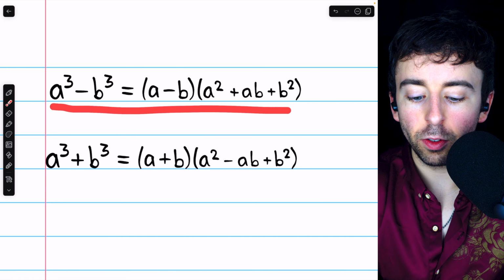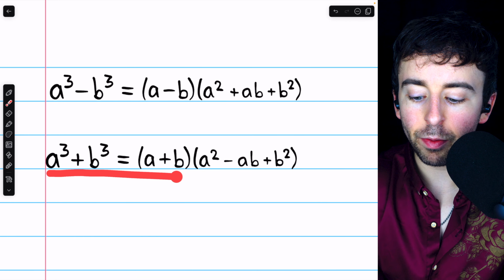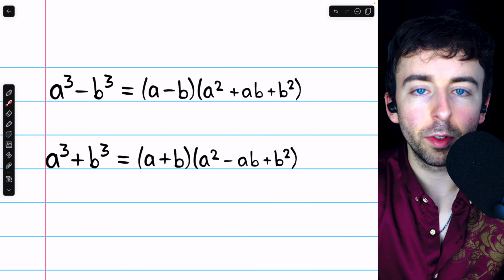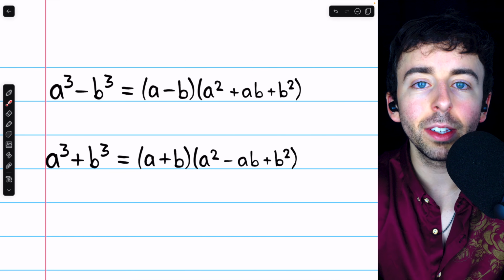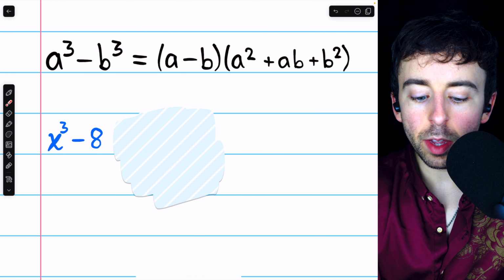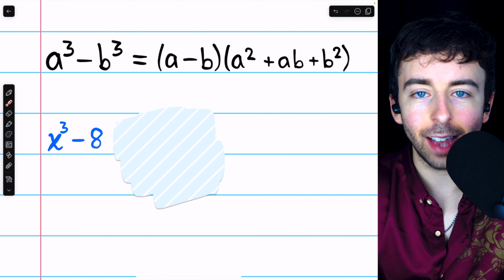This is the factorization for a difference of cubes, and here's the factorization for a sum of cubes. It's important to know common factorizations like these, so let's do a couple examples of each one. First, let's do a difference of cubes. How do we factor x cubed minus 8?